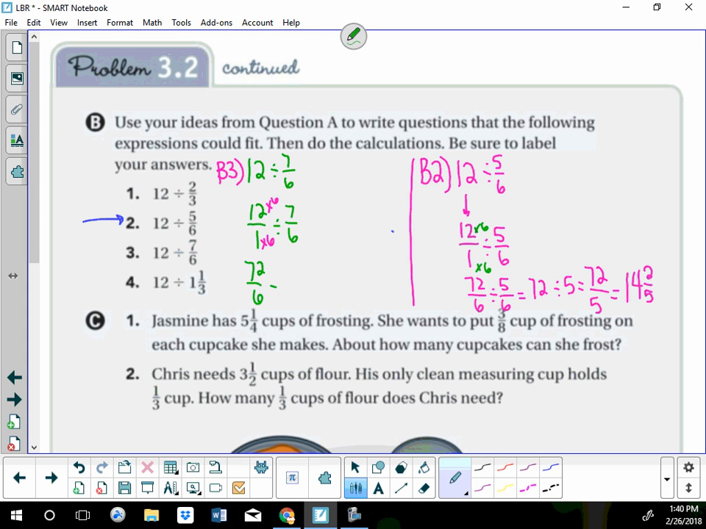So now that we have a common denominator, let's divide our numerators. Sound good? So we'll do 72 divided by 7. How many times will 7 go into 72? 10 times. And what's going to be left over? 2. 2 pieces the size of a 7 sixth.